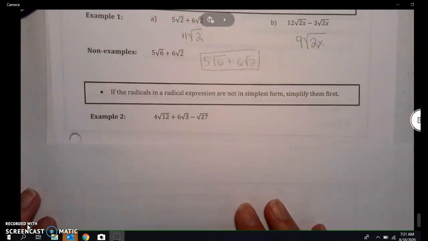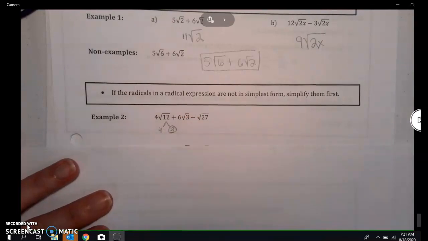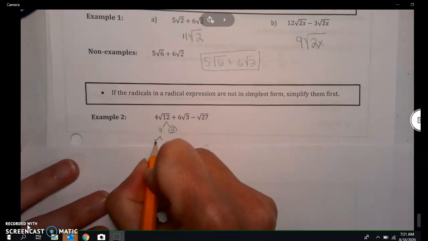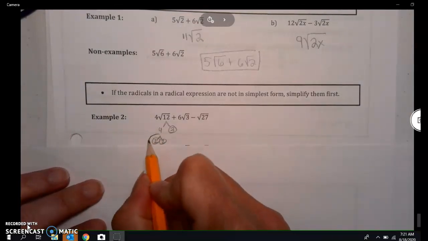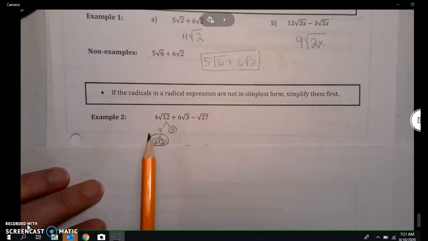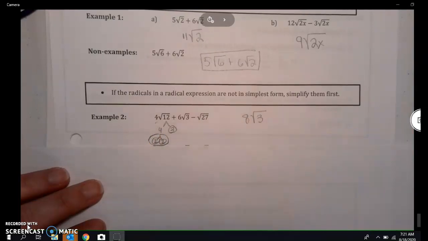We have 4 rad 12 plus 6 rad 3 minus rad 27. So first thing we're going to do is break each one of them down. Remember, we start with a factor tree. So 12 is 4 times 3, 3 is prime. 4 is 2 and 2. Now remember, one of the twins pops out, so one of the 2's can pop out, but there's a coefficient here. So you have to do 2 times 4, which is 8. So that one simplifies to 8 rad 3. Remember, the leftover, the lonely soldier here, goes underneath the radical.